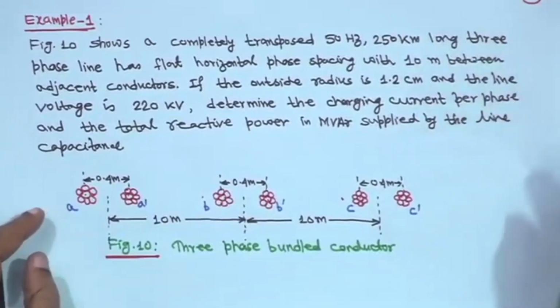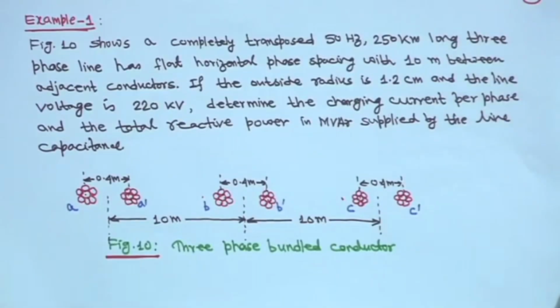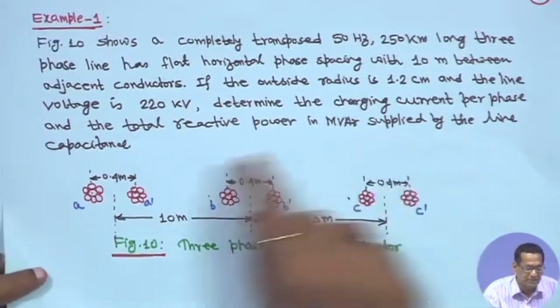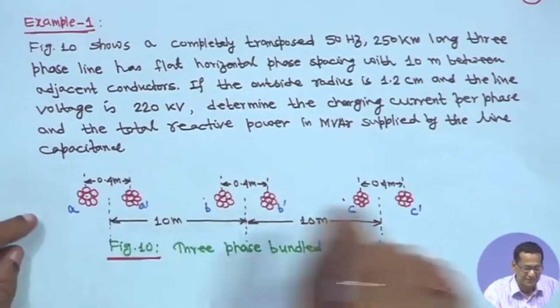Whenever you consider the line capacitance, the charging capacitance, it basically injects reactive power. So particularly for a high voltage long transmission line, you have to consider the charging capacitance. That means it injects reactive power, so you have to find out the total reactive power in megavar supplied by the line capacitance.